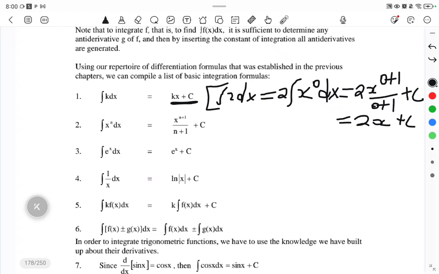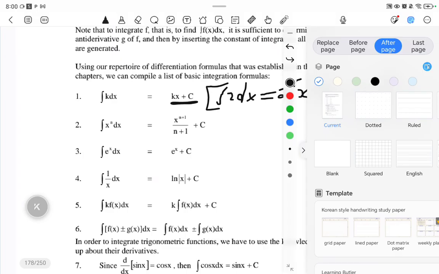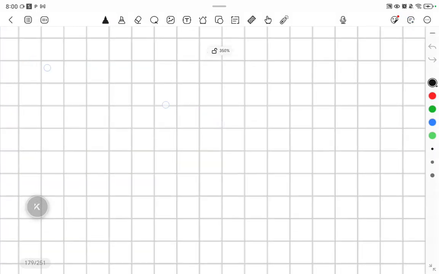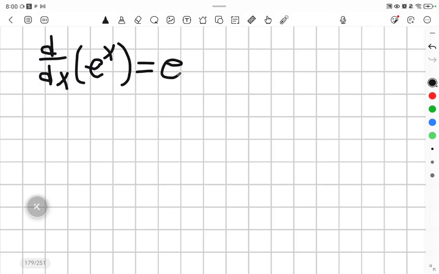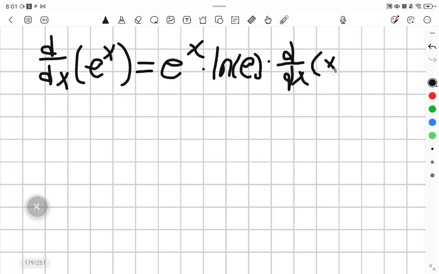Then integrating e to the x. You remember when we derive e to the x? Let me create a page and show you this. When we derive e to the x, remember, we write e to the x times ln e, which is the ln of the base, times the derivative of the exponent. You remember, right? Which would be e to the x times 1, which is e to the x.